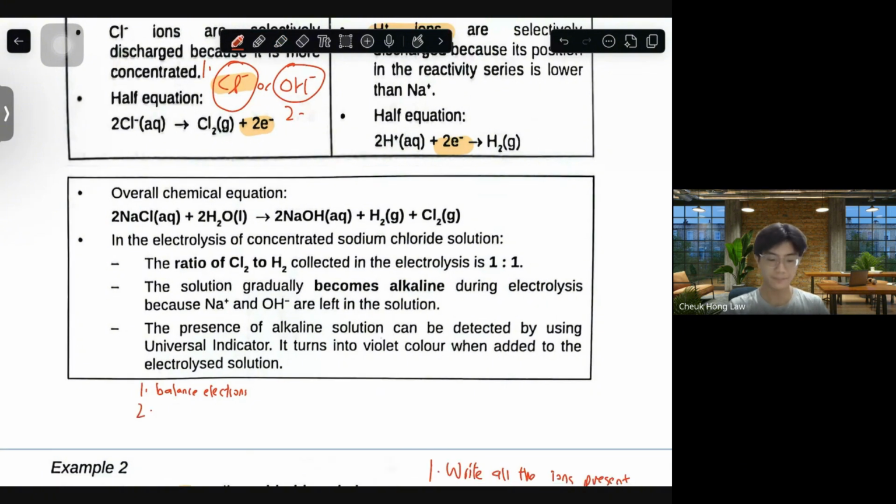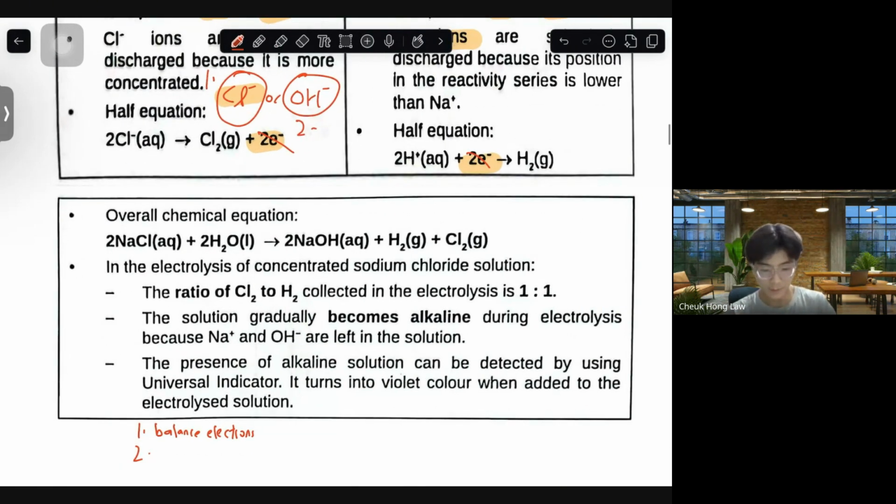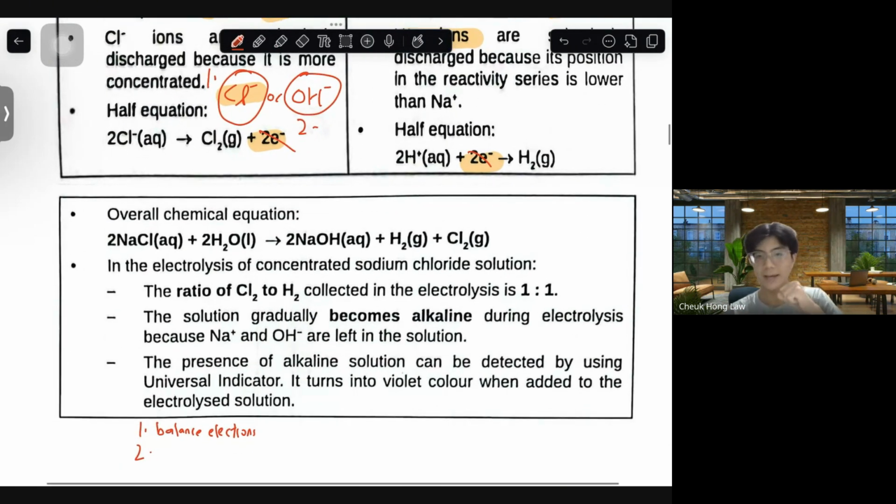Then the next step, we want to cancel out whatever is repeating, right? So whatever is repeating now is the electrons. So we cancel them out. But now we realize, if we go to the third step, which is combining the left-hand side, what do we have when we combine the left-hand side? You got 2H plus and 2Cl minus, right? Which is basically 2HCl.